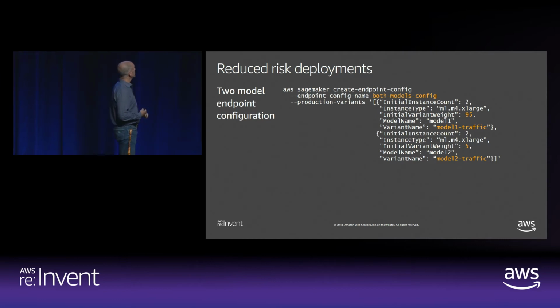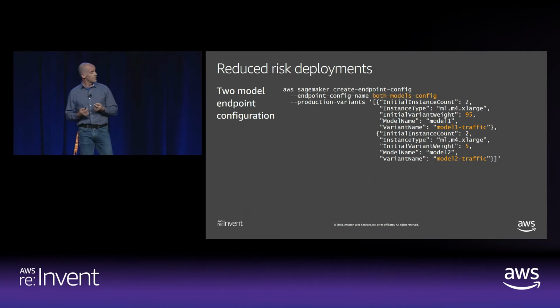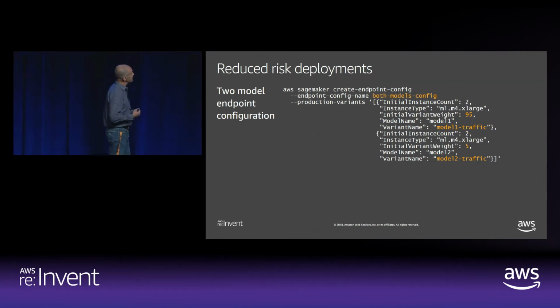So another way to do this is to change the endpoint configuration so that now we have both models present. What this blob of text says is that I want to create an endpoint configuration that has both models. One is model 1, one is model 2, and they have these two variant names. The first one takes 95% of the traffic, and the second one takes 5% of the traffic. They both start with 2 instances each, so that traffic will be redirected in a manner that meets that split that you specified there.